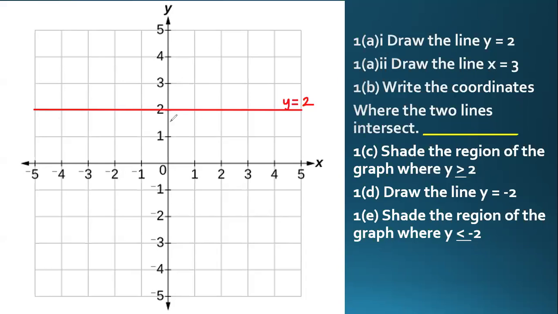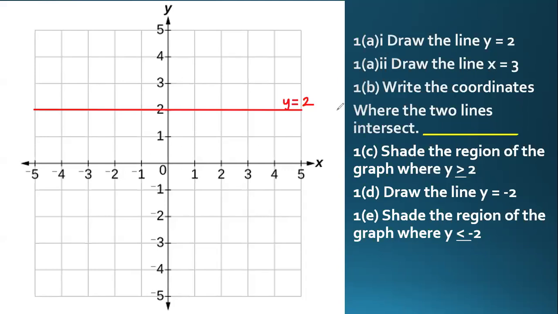So the line y is equal to 2 is a vertical line or horizontal line, class? The line y is equal to 2. Is it a vertical line or horizontal line? Horizontal line. Very good. It's a horizontal line passing through what? 2 on the y-axis. Very good.